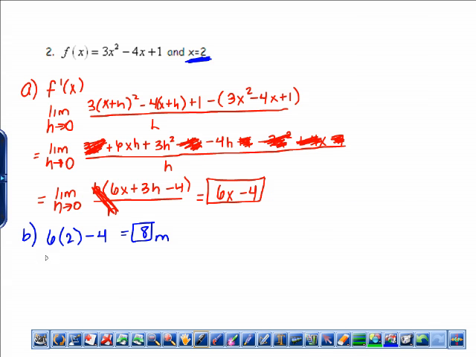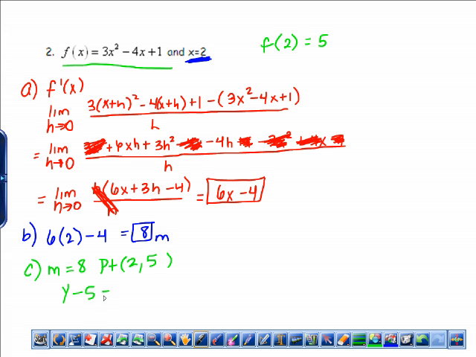So now when I get to part C, let's write down what we have. We have that the slope is 8, and the point, well, we have the x value. They give it to us at the very beginning. To find the y value, remember you go to your original function and you find f of 2. In fact, if you knew you were doing this, you could do this at the very beginning. When you plug 2 into that function, you're going to get 5. And so the point is 2, 5. Now you write your equation: y minus 5 equals 8, x minus 2. And you do not have to simplify that.